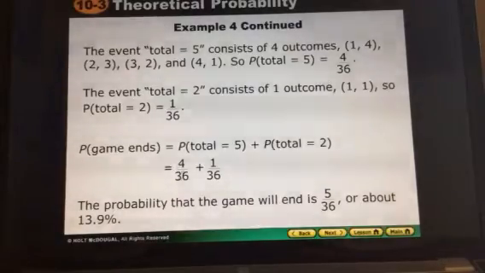Now, the reason I didn't reduce this right away is because I knew I was going to have to add them, so I kept common denominators to make them easier to add.